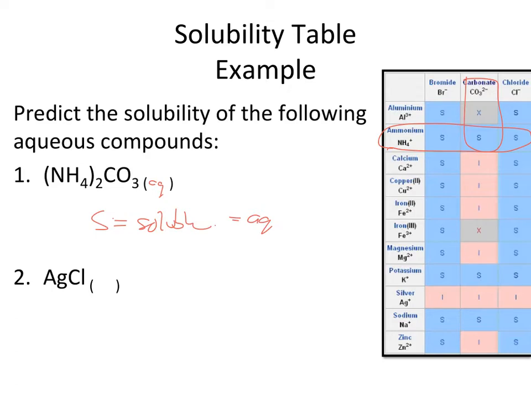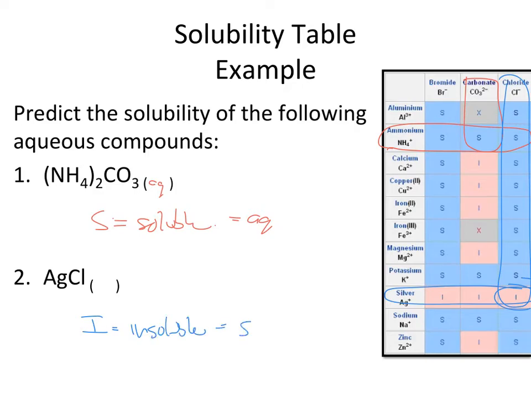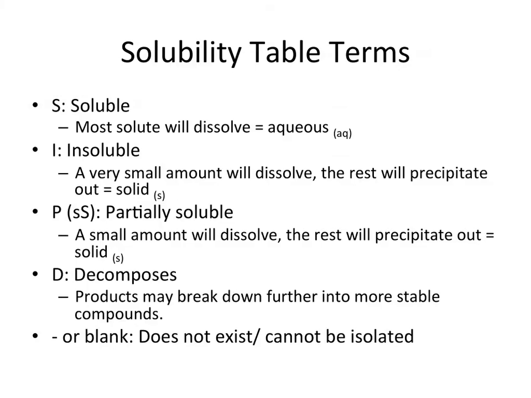AgCl, here we have silver over here, and Cl with chloride. So again, right over here is where we're looking, and it says I, which is insoluble, and that means it's going to be in a solid state. Okay. So again, here are just some of the terms that we see.